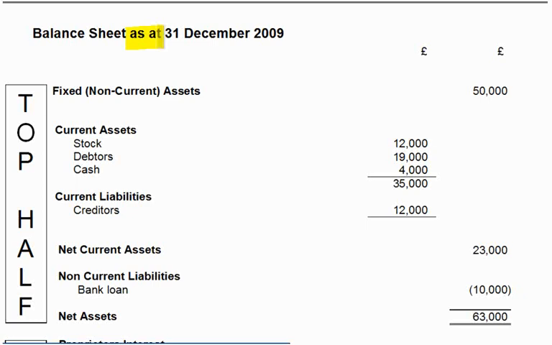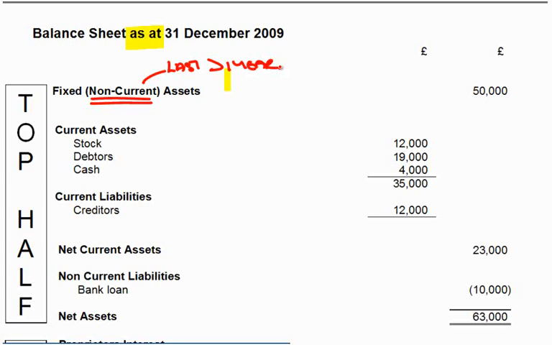Now remember, this is then split down into two sections, so you've effectively got a top half and a bottom half, and the top half always is going to start off with your assets, and in particular your non-current assets. So when they talk about non-current assets, they mean assets that are going to last for more than 1 year.